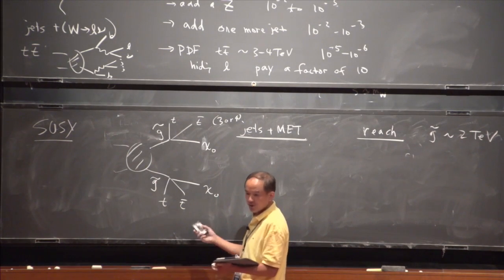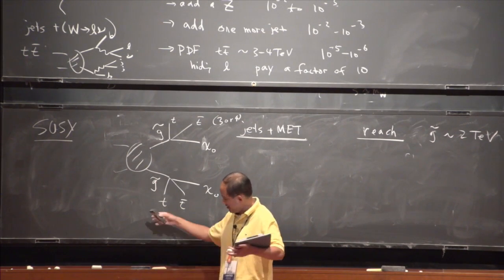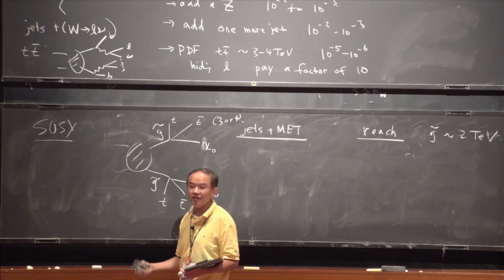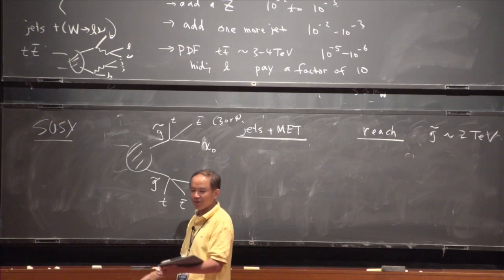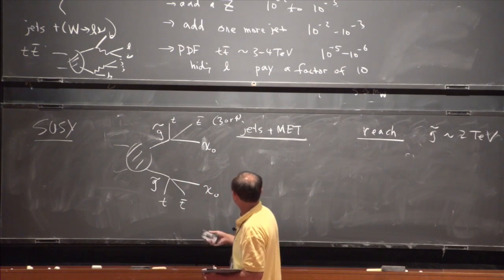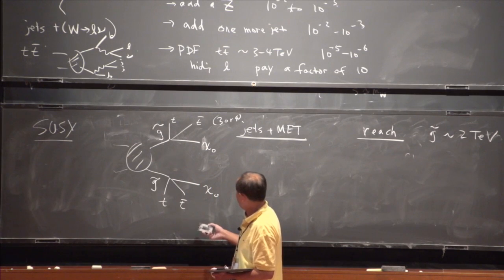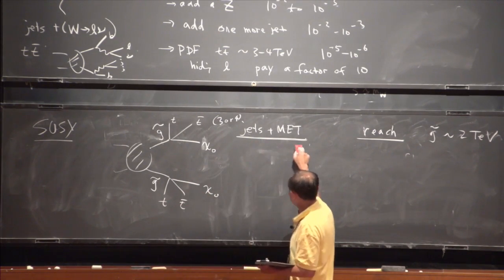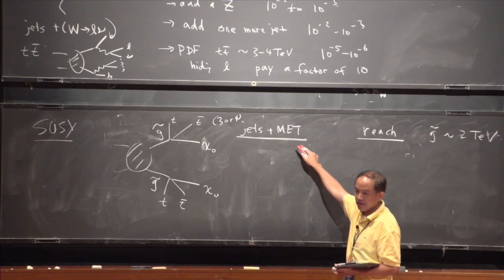But you probably don't really see that many jets, because you probably won't be able to fit so many jets in the detector. It will be unavoidable that some jets will lie on top of each other. You call them one jet. But in general, you do have a lot of jets and also missing energy.